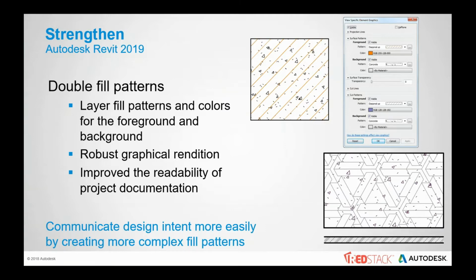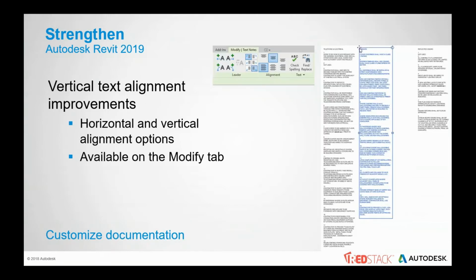In both projection and cut situations, you can use a background fill pattern and overlay it with a foreground fill pattern. This opens up possibilities for more complex and robust graphical renditions. Background fill patterns are available for filled regions, visibility graphic display overrides, object level overrides, and for both projection and cut setting of materials. You can communicate design intent more easily with the double fill patterns, and I think this has been a great feature that's in Revit 2019.